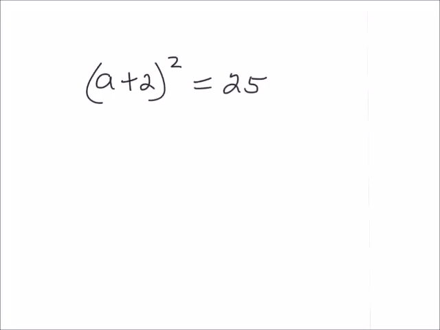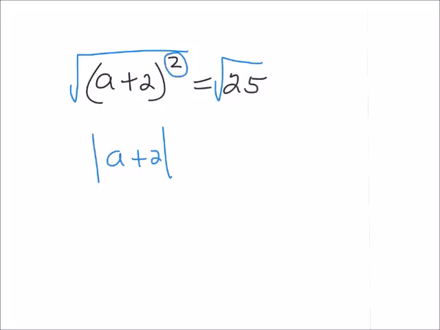Let's look at another problem. So here we have a square on the left side and a square on the right side. To get our a alone, we have to get rid of the square. So to do that, we take the square root of both sides. The square root of the left side is actually the absolute value of a plus 2, because the square root just got rid of the square. So we're left with the absolute value of a plus 2 equals the absolute value of 5. Now we typically don't write the absolute value of 5 because we know that the absolute value of 5 is just 5, but just to emphasize the point here, I'm writing it that way.